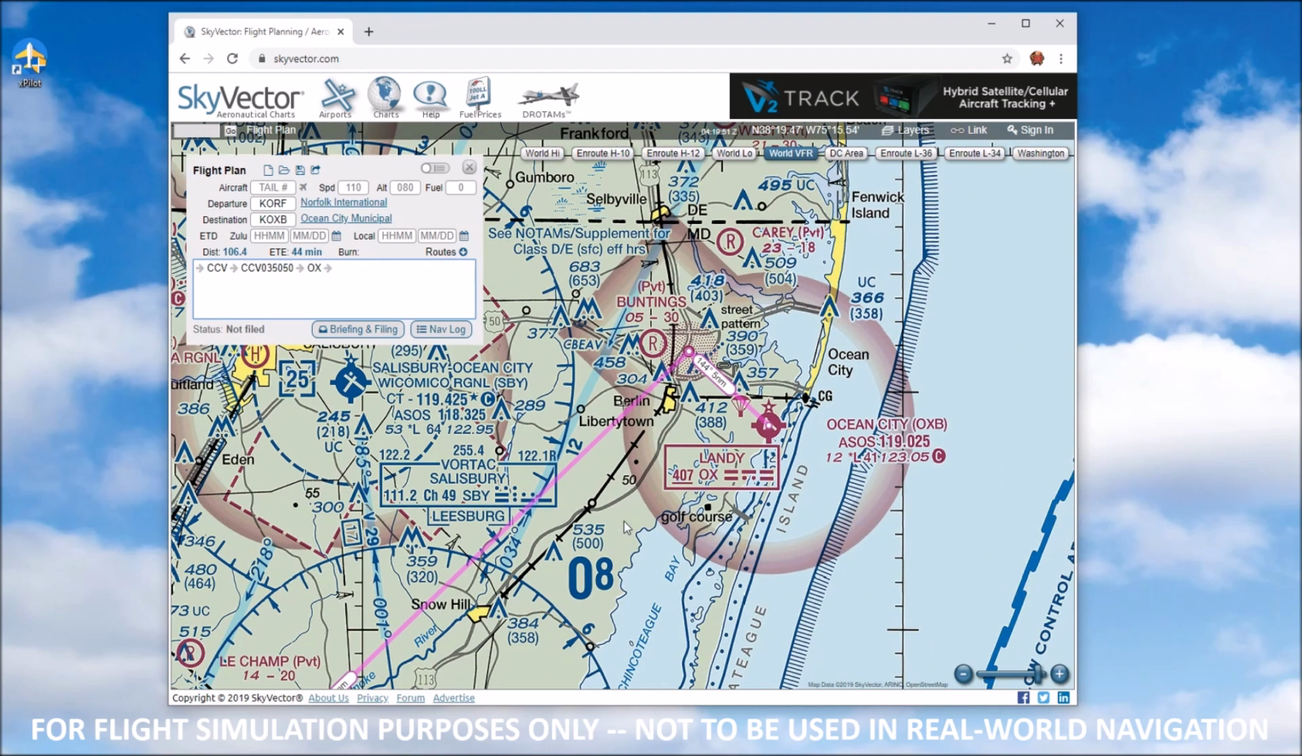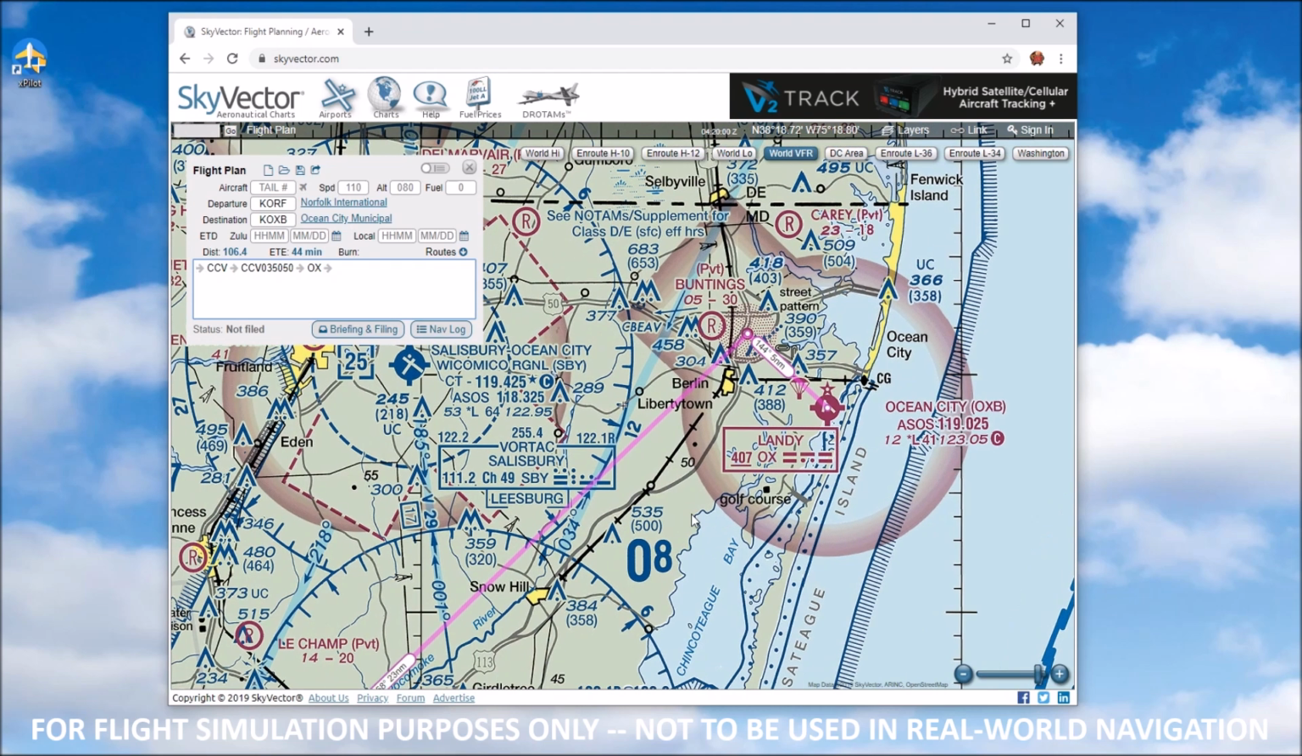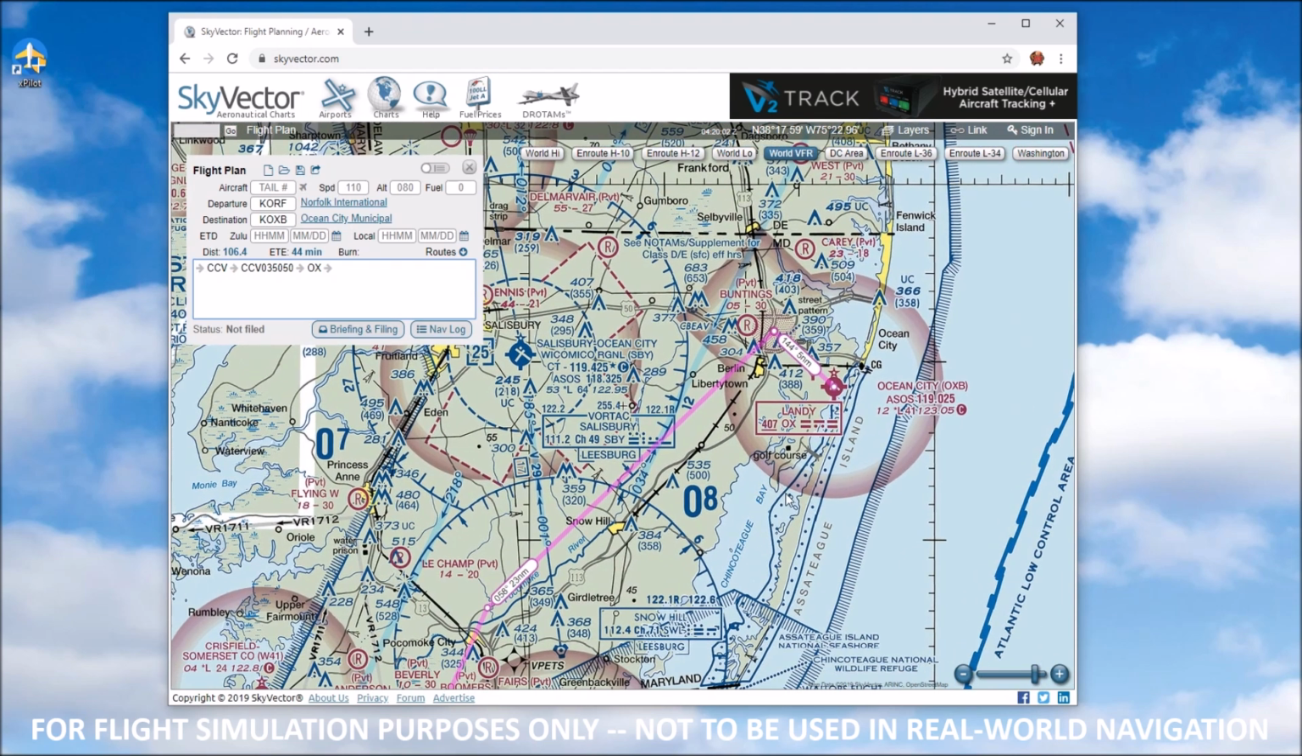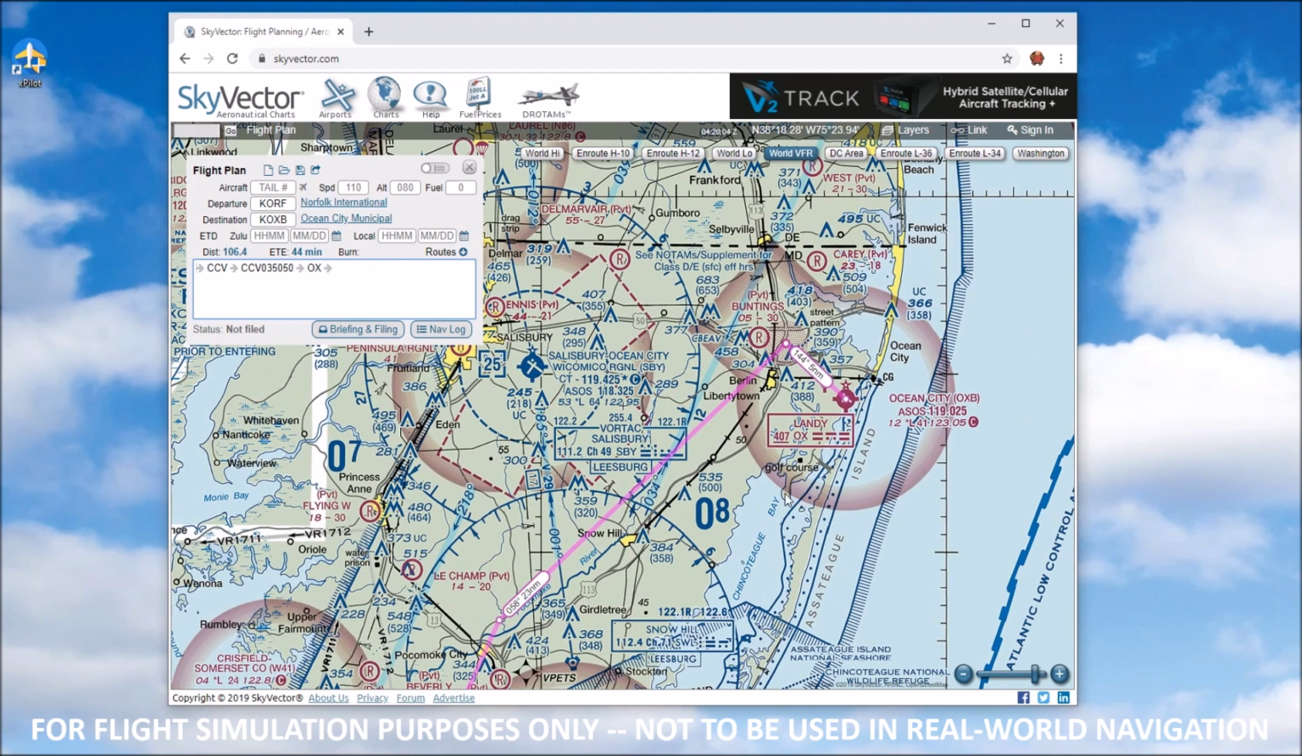And I just feel like unless you're doing a Bravo transition where you need to be talking to the Class Bravo approach controllers, it's just best to avoid Charlie and Delta when you can, because it limits the possibility that you're going to wander into their airspace accidentally without talking to the right controller first.